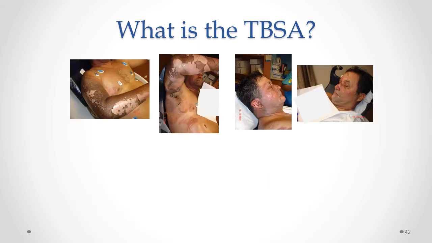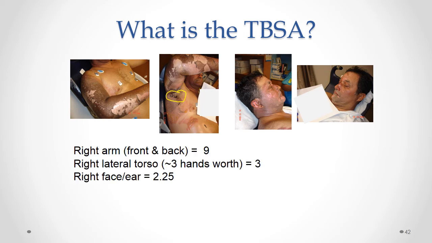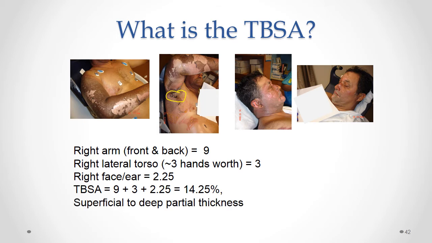This gentleman has front and back of his arms affected. What I want to draw your attention to here is basically the axilla was spared. We still have all of our axilla hair intact, which is a very good sign. So we have the right arm front and back, and we have a lateral torso. So if we take his hands, we probably get about 3 hands worth. And then we have the right side of his face and ear, which is half of the face, which is 2.25. So we have a total of 14.25% TBSA, superficial to deep partial thickness.